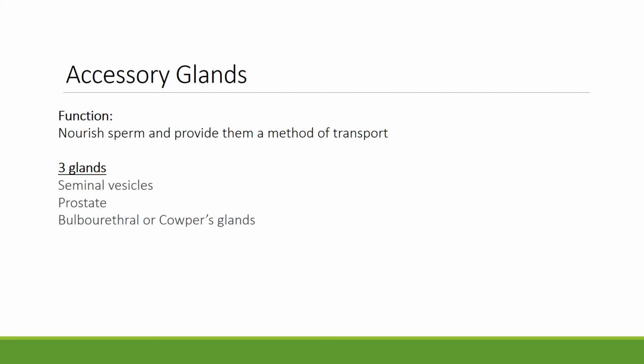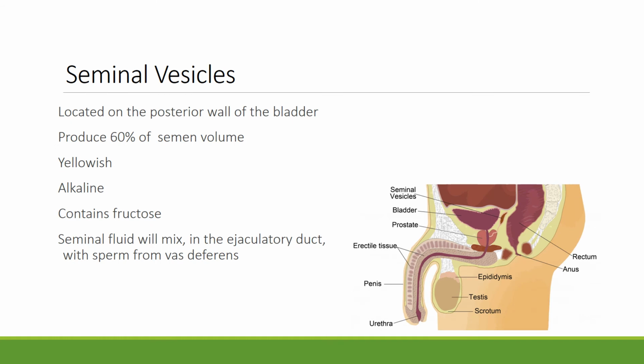The function of male accessory glands is to nourish the sperm cells and to provide them a method of transport. There are 3 accessory glands. They are the seminal vesicles, the prostate, and the bulbourethral, also known as Cowper's glands. You can see the seminal vesicles in the diagram on the right. They're located on the posterior wall of the bladder and produce about 60% of semen volume. Their product is yellowish, alkaline, and contains fructose.